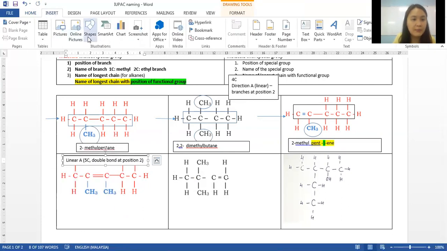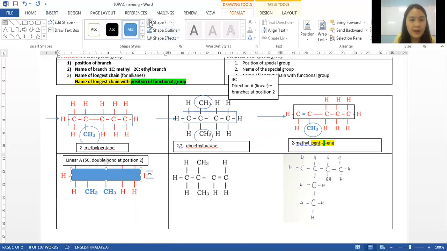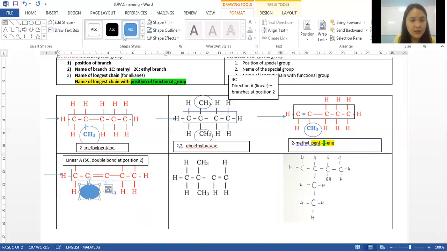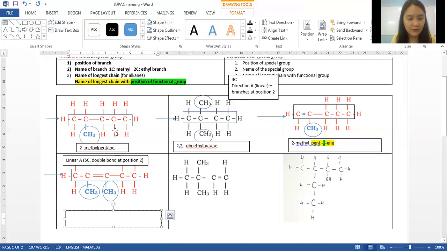So now my longest chain is over here, linear, and now we'll read it from direction A. This is carbon 1, carbon 2, carbon 3, carbon 4, carbon 5, and whichever carbon is outside of it, that is my branch. So I have a branch here, I have another branch over here. Now to name this molecule, we start with the position of branch. So you have branch 1 at position 2, branch 2 at position 3.